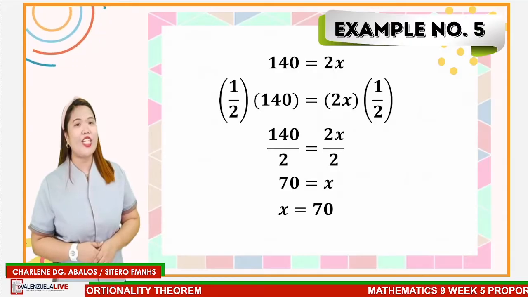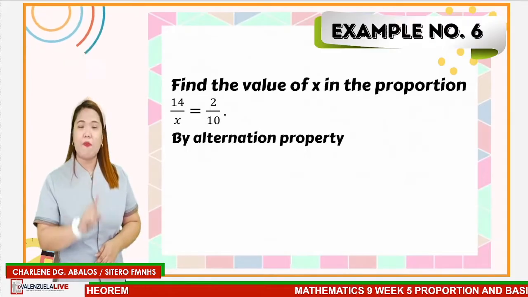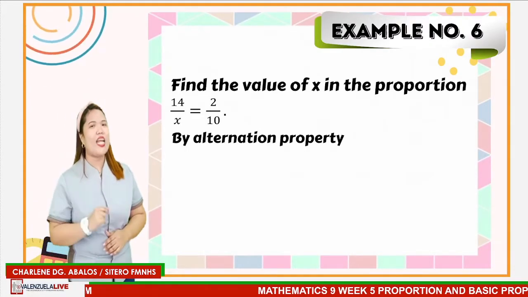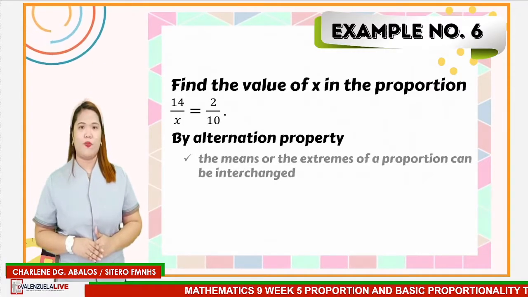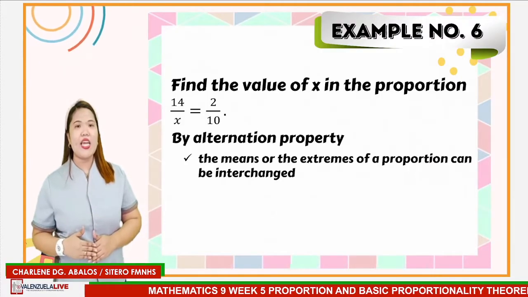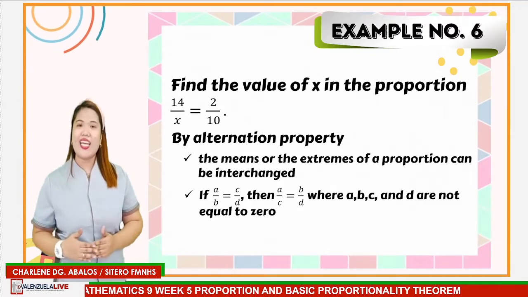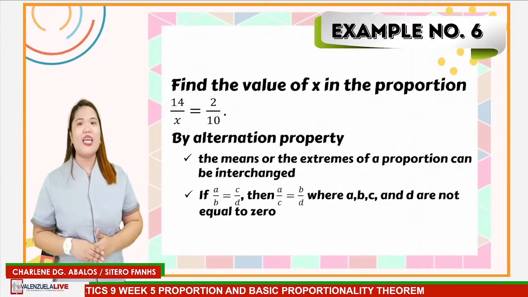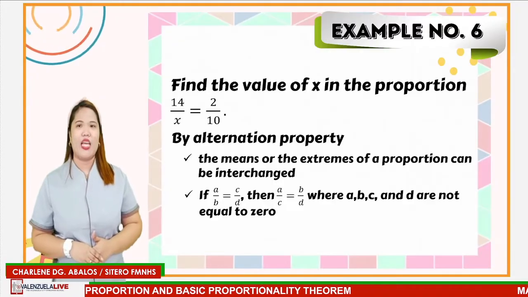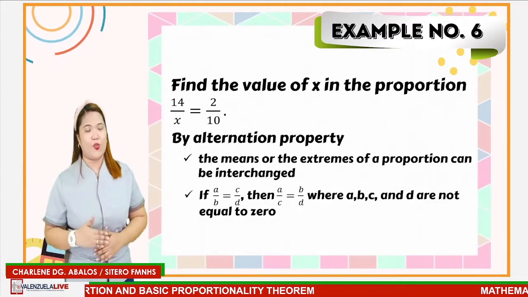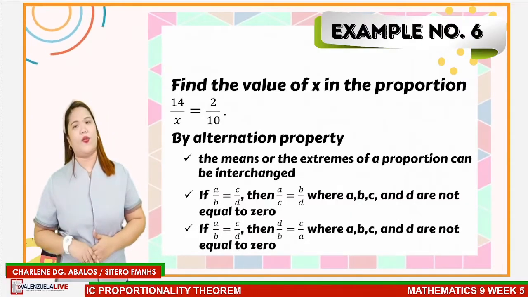Let's try to apply alternation property to check if we will get x is equal to 70 as the missing term. So in alternation property, the opposite terms of a proportion can be interchanged. So if A is to B equals C is to D, then A is to C equals B is to D, where A, B, C, and D are not equal to 0. It can also be equivalent to D is to B as C is to A, where A, B, C, and D are not equal to 0.